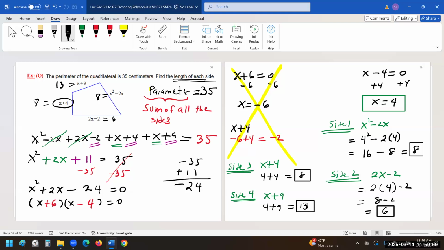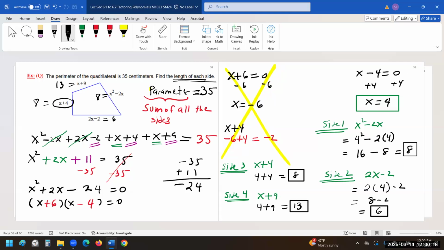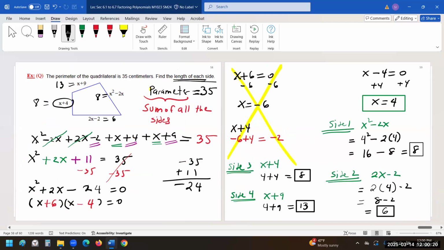And you can check your work. If we add all these numbers, the sum has to be what? 35. So if you don't have 35, that means you did something wrong. With this, we are done in section 6.7. Do you have anything more? No, we're done in chapter 6.